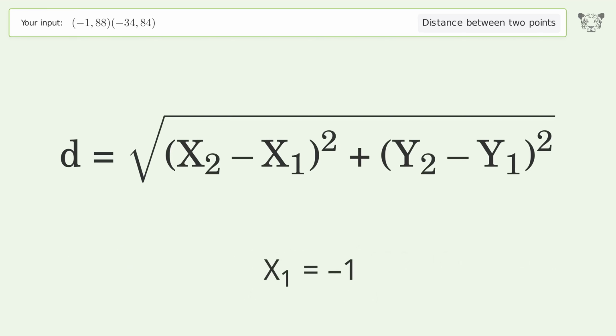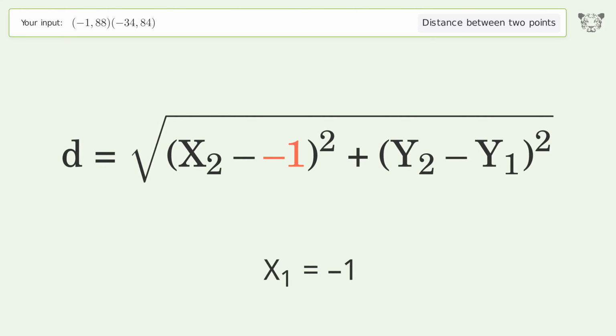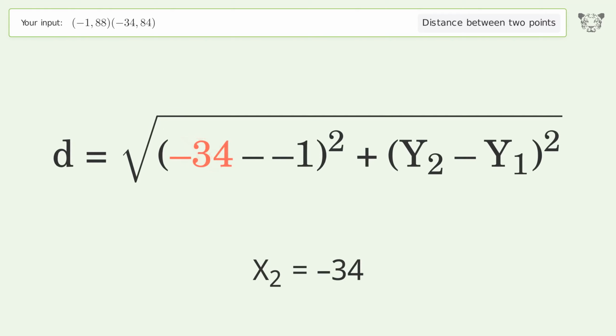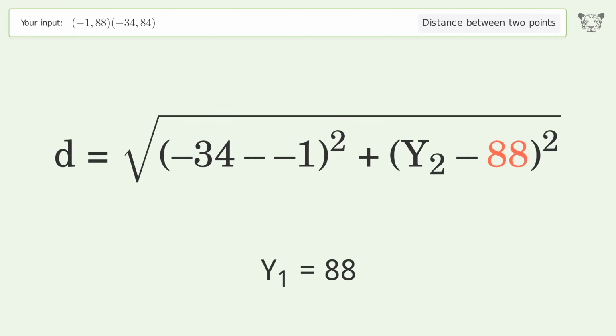x1 equals -1. x2 equals -34. y1 equals 88. y2 equals 84.